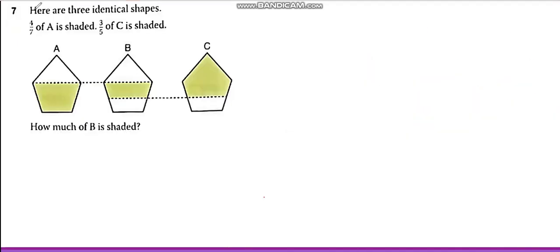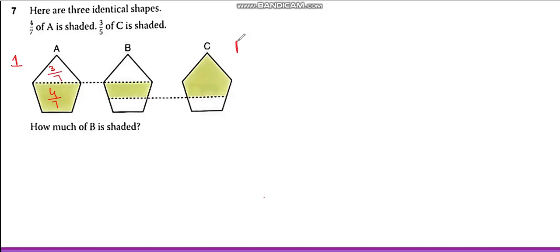In question number 7, it says here are 3 identical shapes. 4/7 of A is shaded and 3/5 of C is shaded. How much of B is shaded? So this is a bit tricky problem, but we will do it with a very easy method. First, let's consider this figure represents 1, means one whole. And it says that 4/7 of A is shaded, means this 1 is actually being divided into 7 parts. And out of 7, 4/7 is shaded, means 3/7 is not shaded.